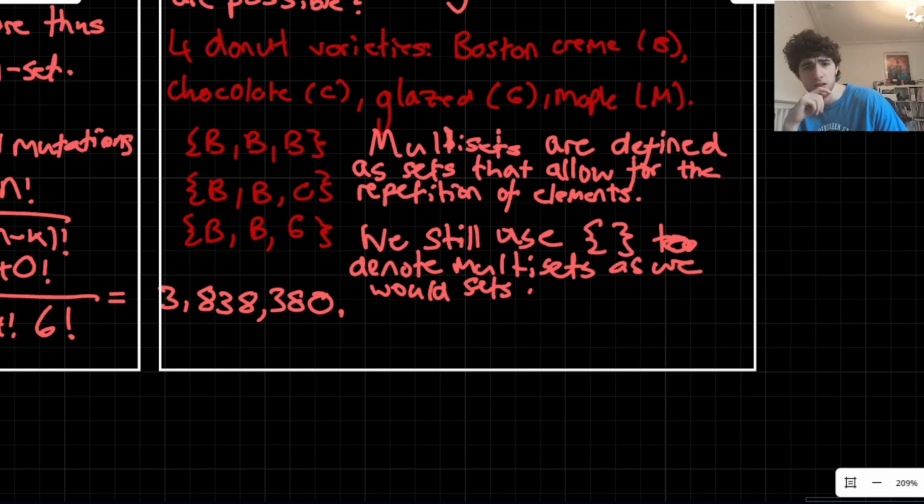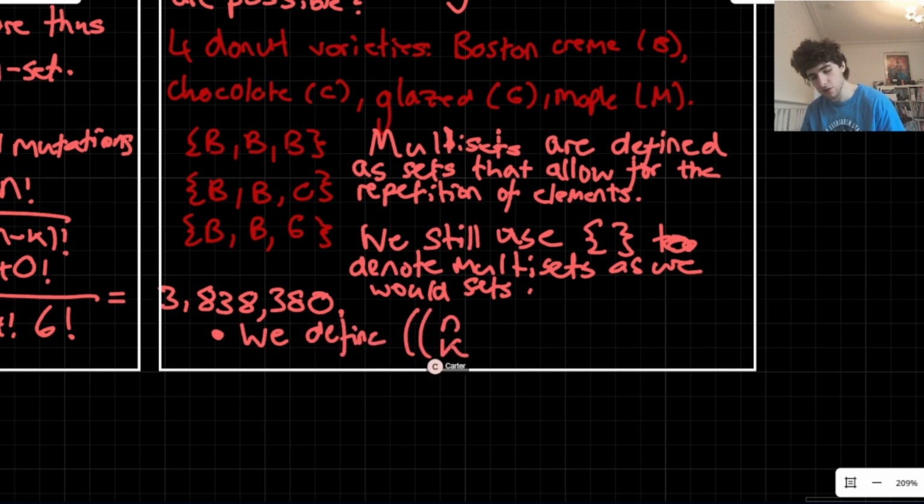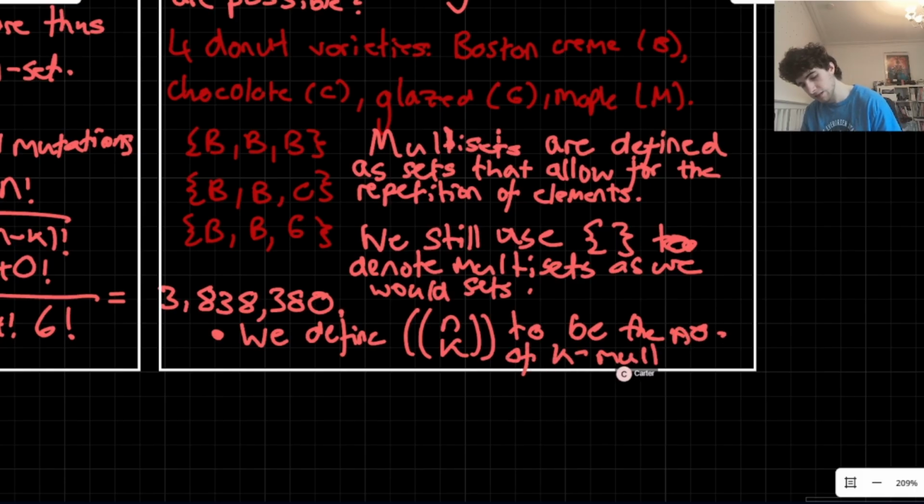Okay, right. So now we've introduced multi-sets, the question boils down to how many k multisets can be taken from an n set? So how many multisets of length k can be taken from an n set? So we define this thing here, a double choose, to be the number of k multisets taken from an n set, which we don't know just yet.